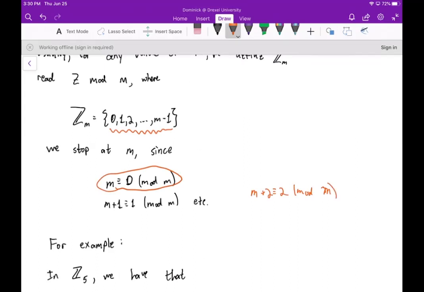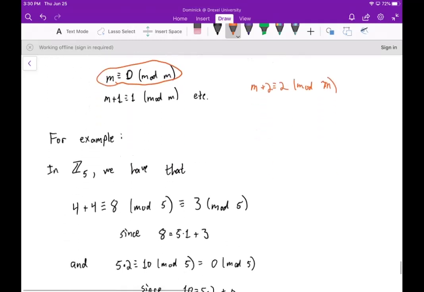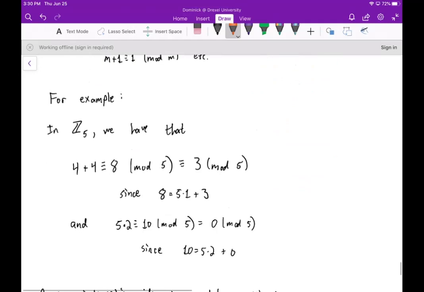All right, that's the idea. Because if we divide by m, then our remainder would be 2. All right, so for example, in Z5, if I take 4 plus 4, that would give me 8 mod 5, right? But that's equal to 3 mod 5, since if I were to take 8 and divide it by 5, I would get a remainder of 3.